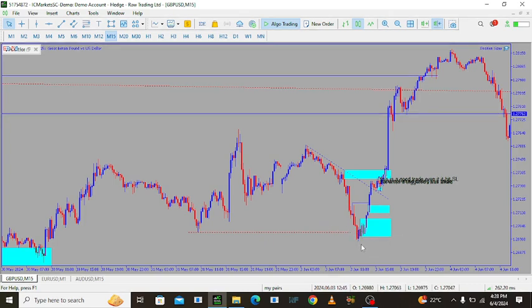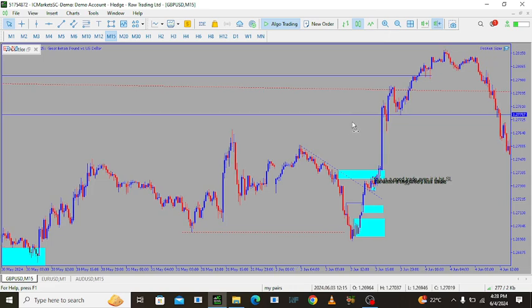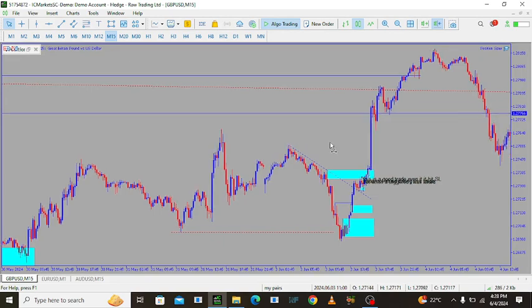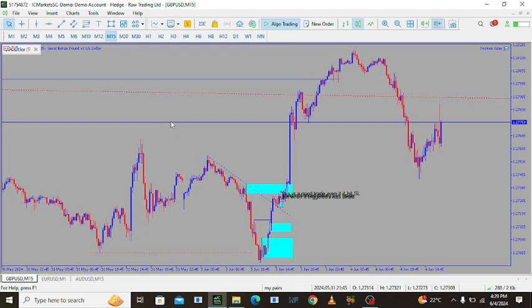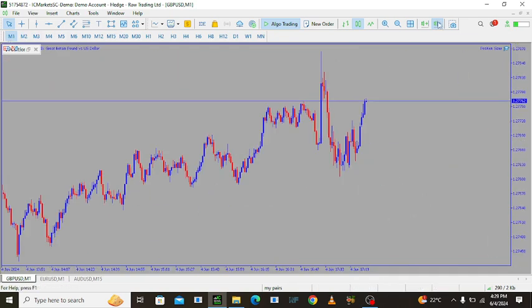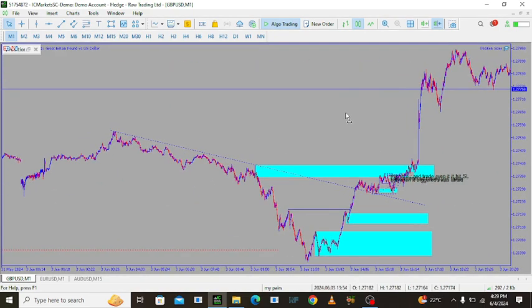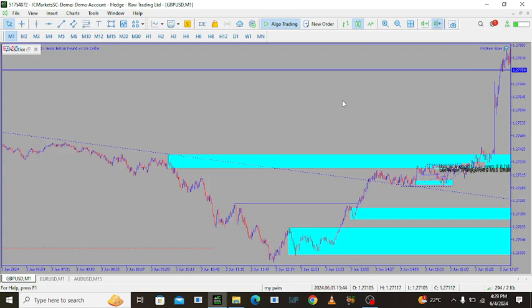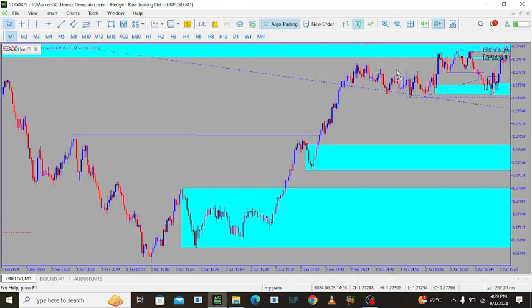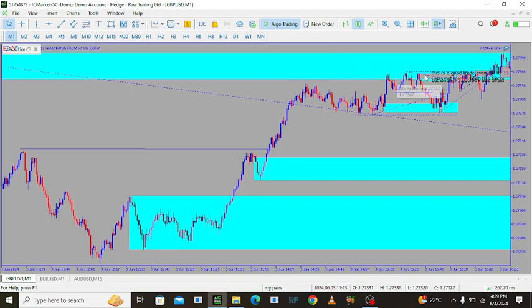Some people may think it's a break of structure, and we have this inducement, and we have this point of interest, and we have this trend line liquidity. Remember, our relative higher time frame is bullish. I wanted to sell up here and to take out this trend line liquidity and these equal lows.